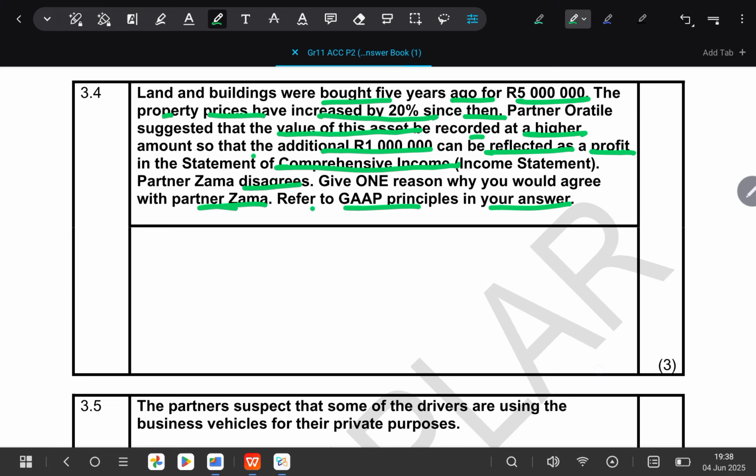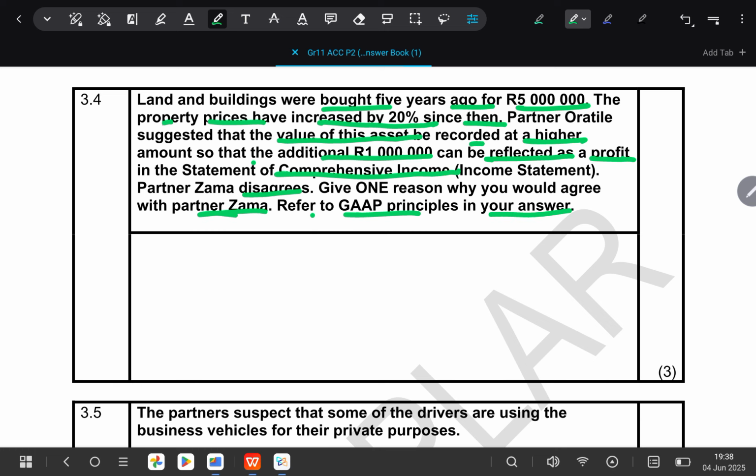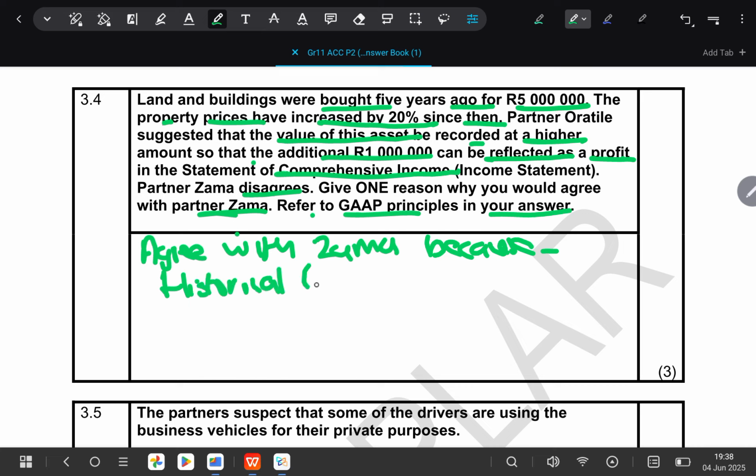So number one, remember you need to tell them why you agree. Here they said, give one reason why you agree with Zama. So number one, you tell them that you agree with Zama because you name the GAAP principle. Remember, historical cost. The principle is historical cost.